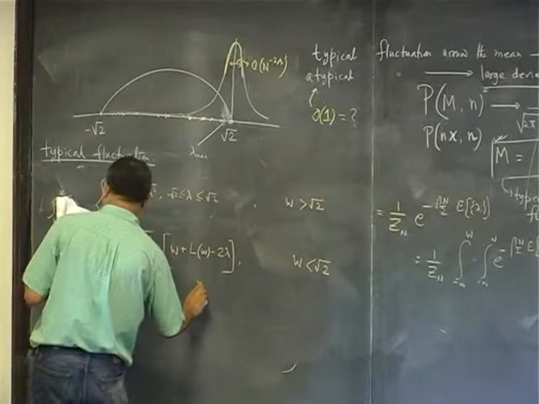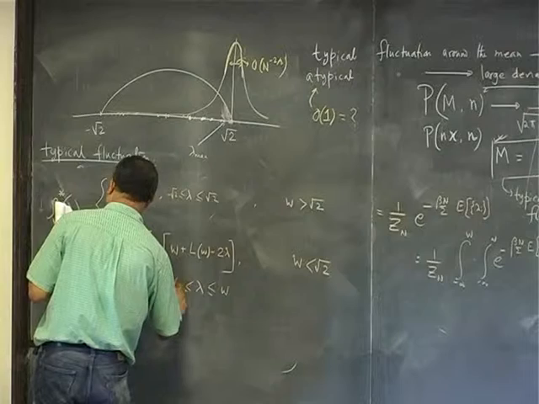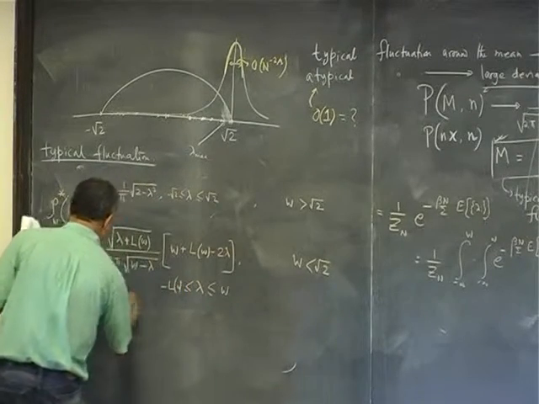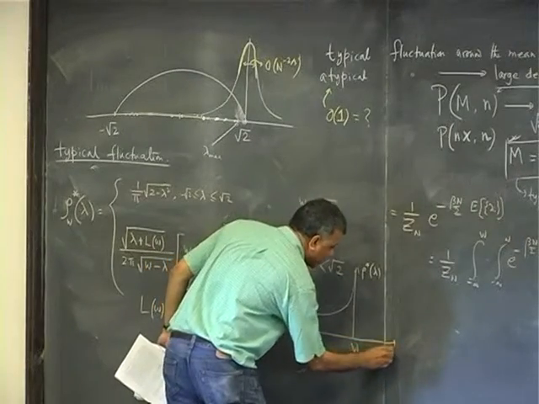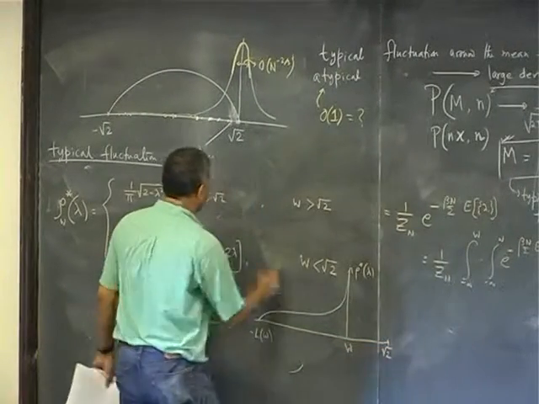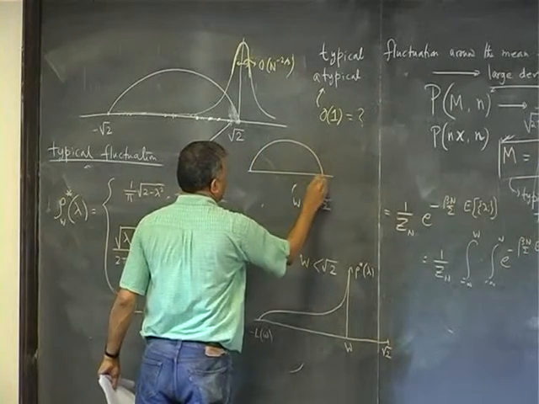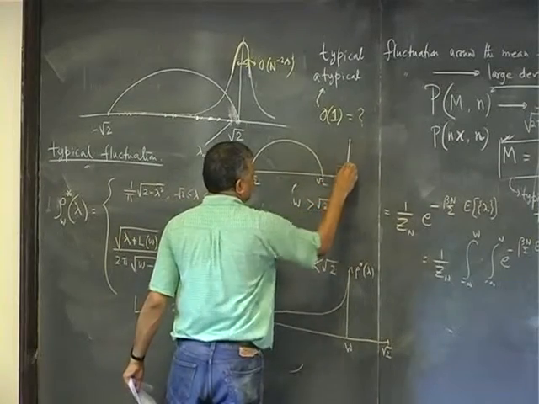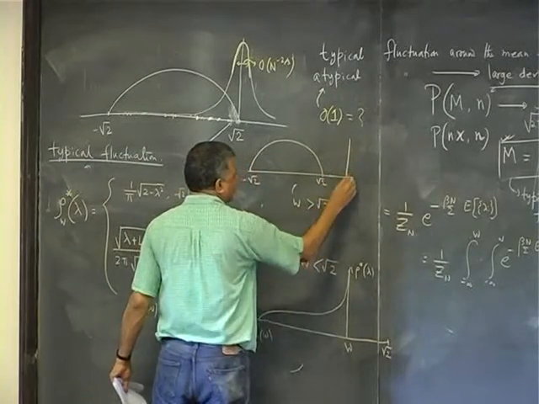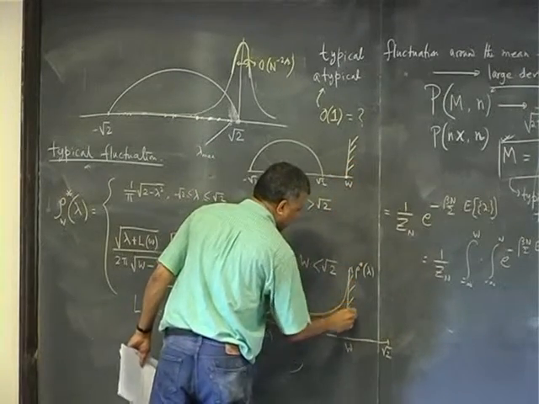Where lambda is between W and minus L of W, and this L of W is given by, happens when W is less than √2. Whereas for W bigger than √2, here you have the Wigner's semicircular law. So here the W is somewhere bigger than √2. So let's think what the physical meaning of this is.